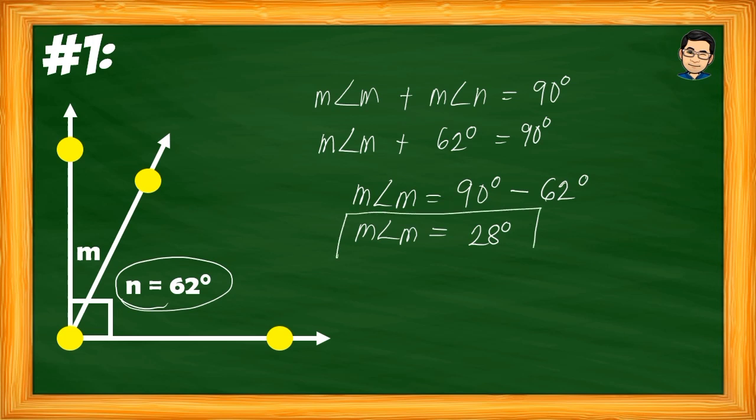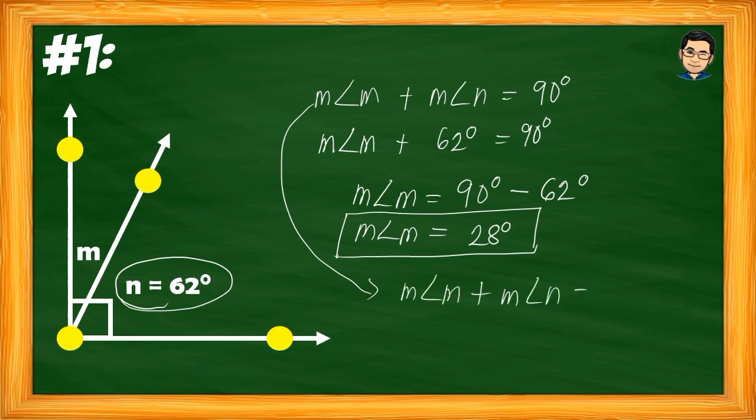Now, to check. Balik tayo sa pinakauna natin. Measure of angle M plus measure of angle N is equal to 90 degrees. So, the measure of angle M is 28 degrees. Yan po yung nakuha natin. Plus, the given measure of angle N is 62 degrees. So, 28 degrees plus 62 degrees, that is 90 degrees equals 90 degrees. So, you can see, we can therefore conclude that angle M and angle N are complementary.